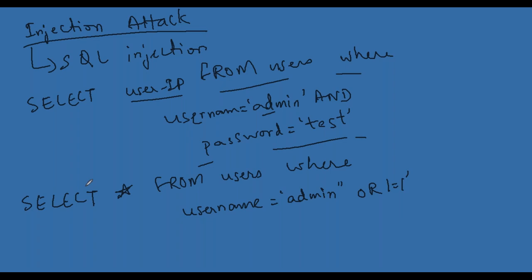What we have done is modified the original where clause in such a way that it is always true. So when the database receives and runs this request, it will see that the user value is admin or 1 equal to 1, and 1 equal to 1 will always be true. So the database will return every record in the users table. Instead of responding with one specific entry, since the request is always true, it will fetch all the database contents and send them back in the response.